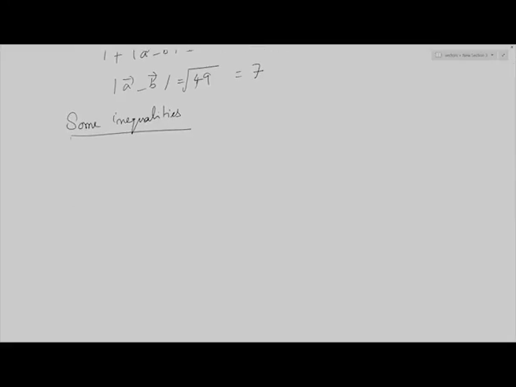There are two inequalities. One is called the Schwarz inequality, and the other one is the triangle inequality. The Schwarz inequality is very simple. It is from the definition of the dot product. So, if I have a dot product between a and b, it is equal to modulus of a, modulus of b into cos theta.